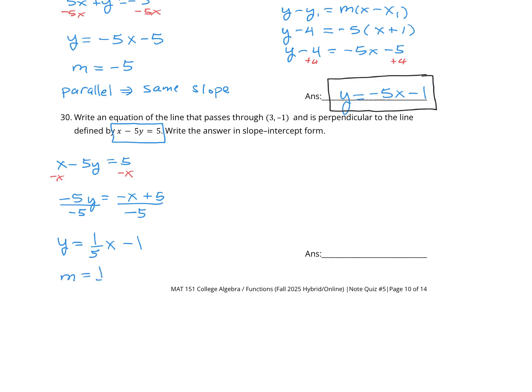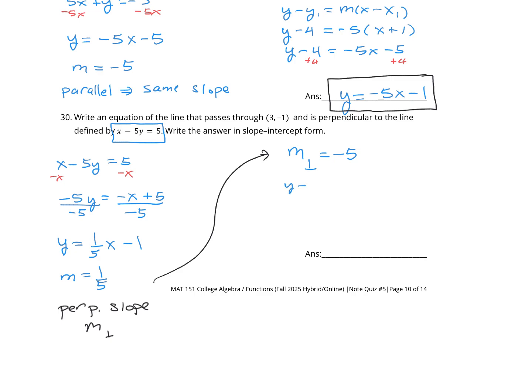M is 1/5. But now we want the perpendicular slope, sometimes written m with the little perpendicular symbol. Going back up, remember that the perpendicular line is going to have a slope that is the negative reciprocal. So you have to flip over 1/5 and get 5 and multiply by negative 1. So negative 5 happens to be our slope for this problem. And then once again, we're going to run it through the point slope formula.